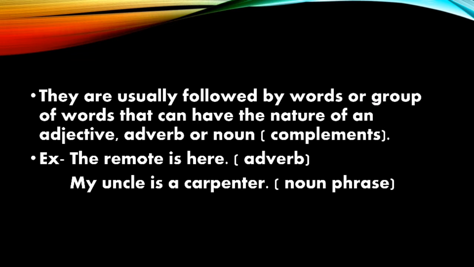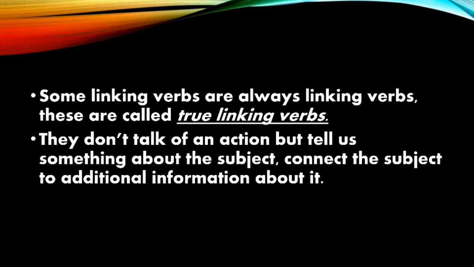My uncle is a carpenter. Again, we have is as the main verb. A carpenter is the noun phrase. Why is it a phrase? Because it has more than one word, and it is not making complete sense. I hope you know phrases: a group of words that make sense but not complete sense, right? So here is, our linking verb, is followed by a noun phrase. So it can be followed by an adjective, adverb, or noun phrase. Got it, everyone?